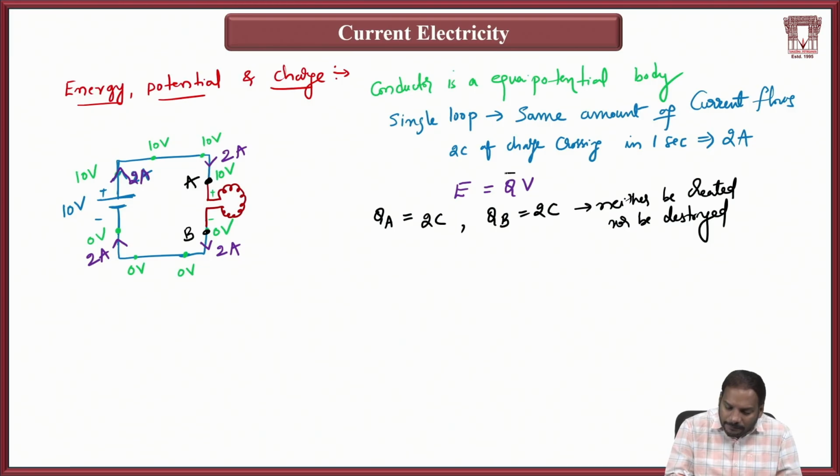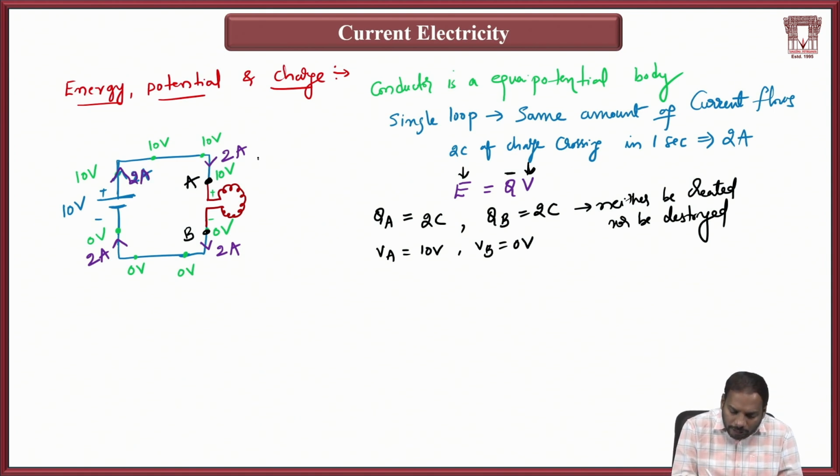The charge is the same, but what is making the difference is the potential. Potential at A and potential at B. Potential at A is equal to 10 volts and potential at B is equal to 0 volts. This is what is making the difference. So the charge is constant, but the potential is different, and automatically the energy of the charges is also different.